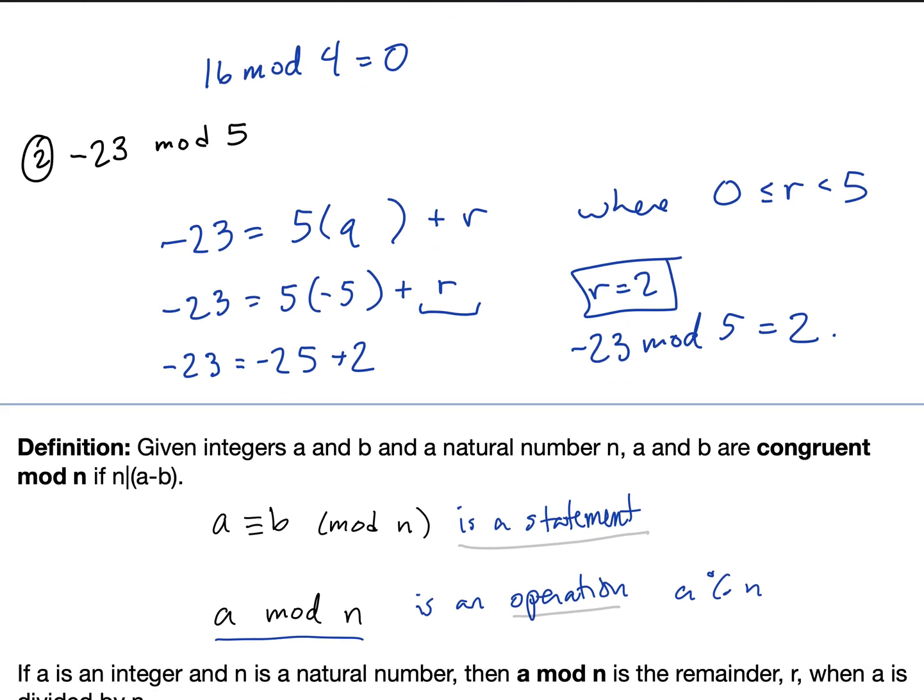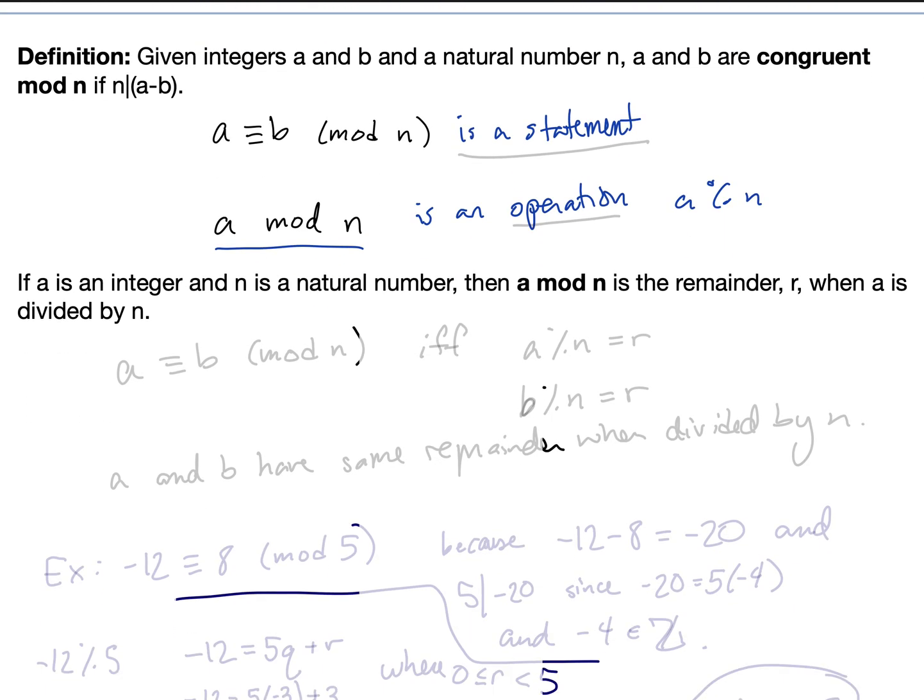Okay, so we have these 2 different uses of the term mod. We know that a is congruent to b mod n if n divides a minus b, and again, this use of a congruent to b mod n is a statement. It can be true or it can be false, whereas a mod n is an operation, and it is the operation what is the remainder r when we divide a by n.